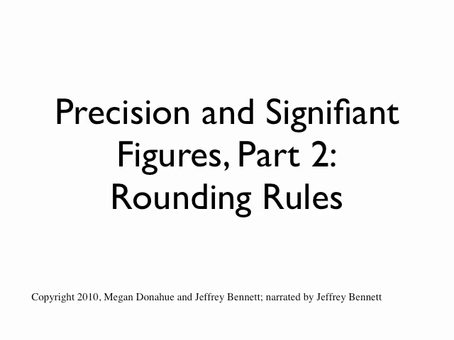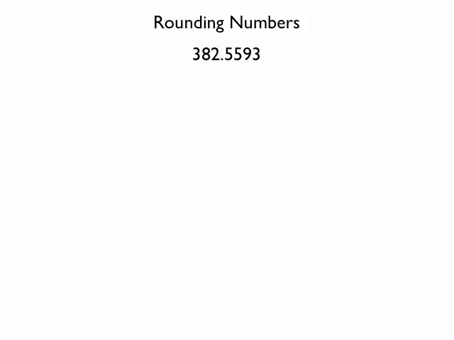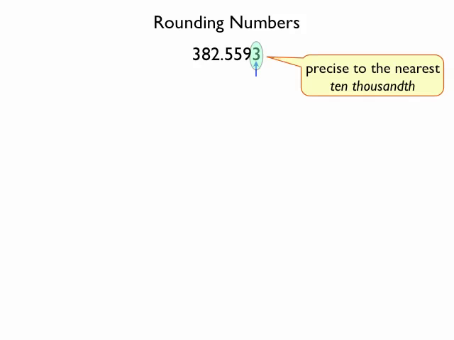You're probably familiar with rounding numbers, but it doesn't hurt to review the basic rules. Let's start with an example. Consider this number. It has 1, 2, 3, 4, 5, 6, 7 significant digits. The last digit is in the 10,000ths column, so the number is precise to the nearest 10,000th. Let's round it to different precisions.